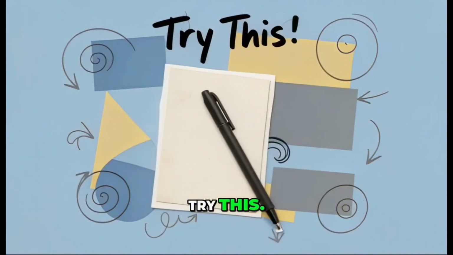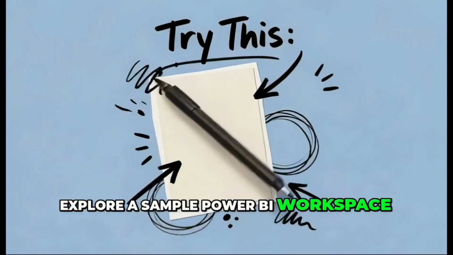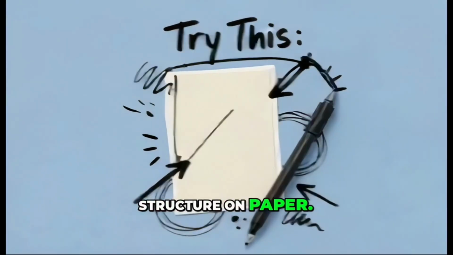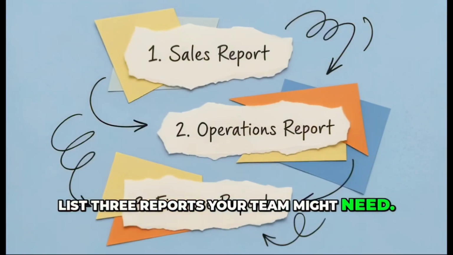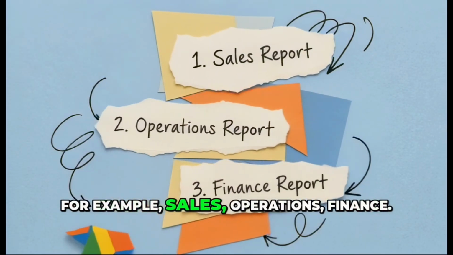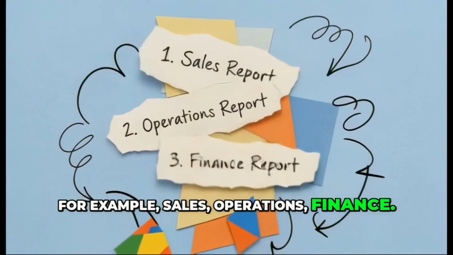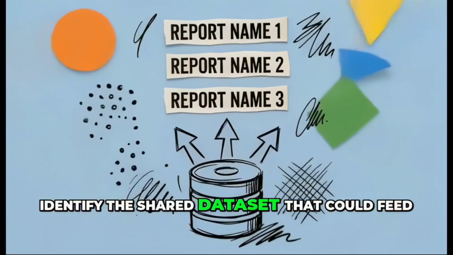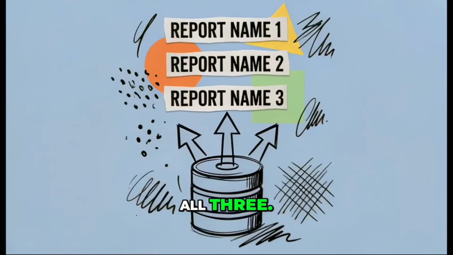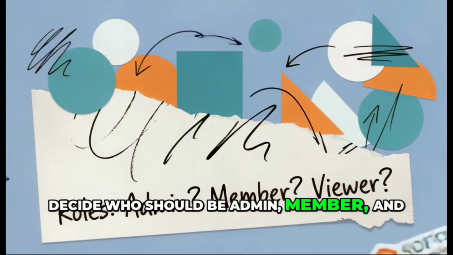Try this. Explore a sample Power BI workspace structure on paper. List 3 reports your team might need. For example, sales, operations, finance. Identify the shared dataset that could feed all 3. Decide who should be admin, member, and viewer.